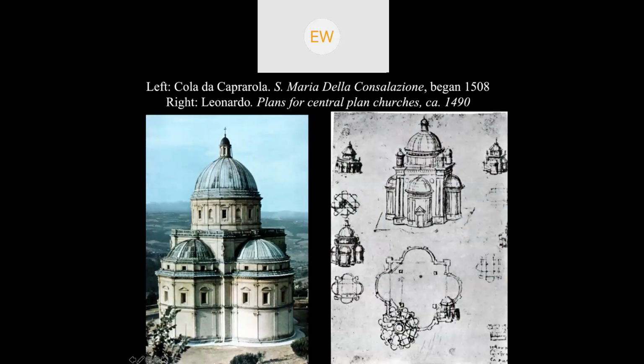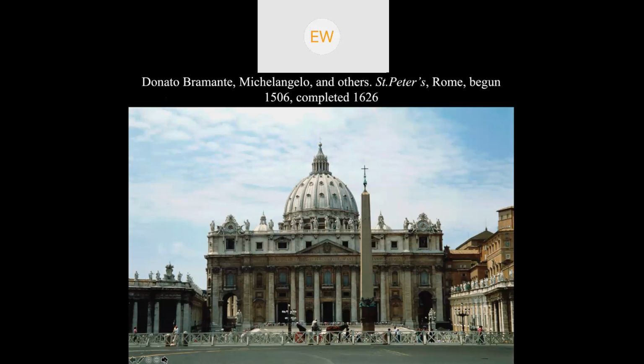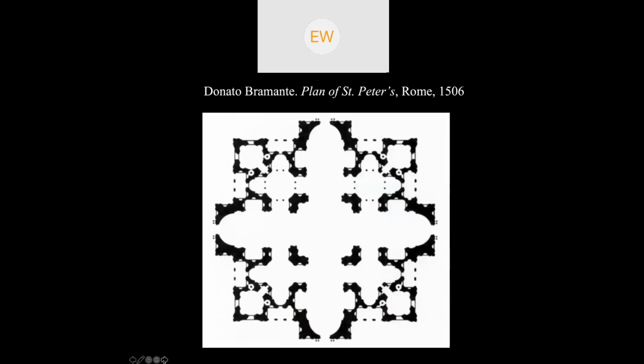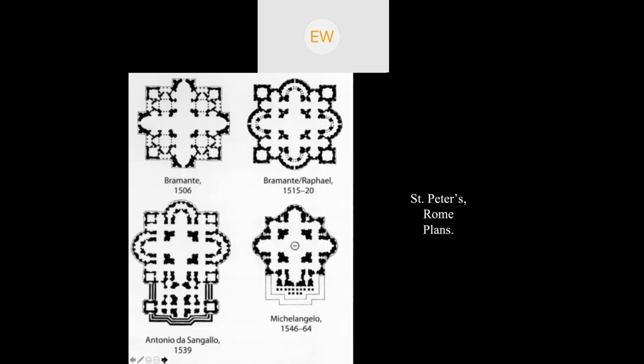So different types of churches are being built, different ways of applying geometry. So here, St. Peter's in Rome, which is the Pope's home church, and this was designed over the course of 120 years, and so a lot of people were involved in it. So this is the Bramante plan of St. Peter's.